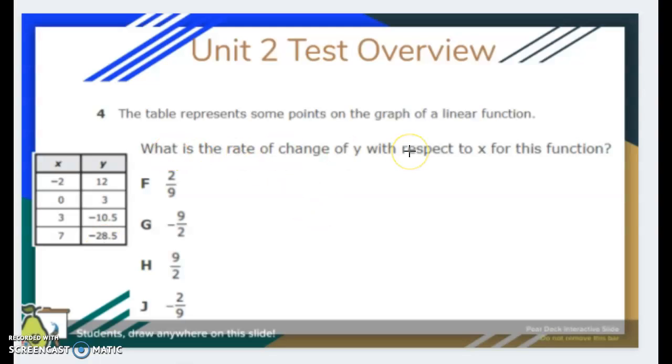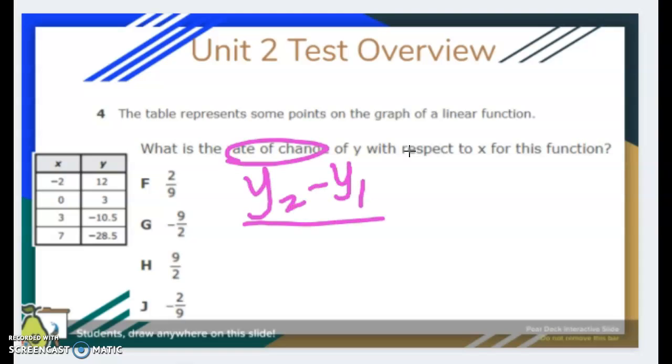Okay, here's another rate of change problem. So slope again. y2 minus y1, x2 minus x1. It does not hurt to write the formulas again. Okay, I'm picking the first two. This time I'm going to start with the 12.